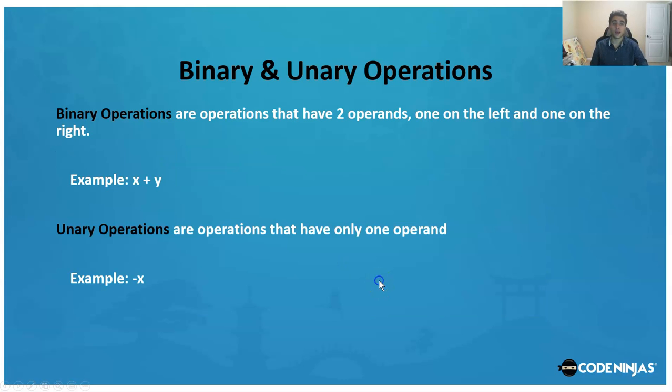Now time for math. There are two kinds of math that we can do in Java: binary operations, or operations that have two operands, one on the left and one on the right, like x plus y, or unary operations, operations that only have one operand, meaning there's only one variable.